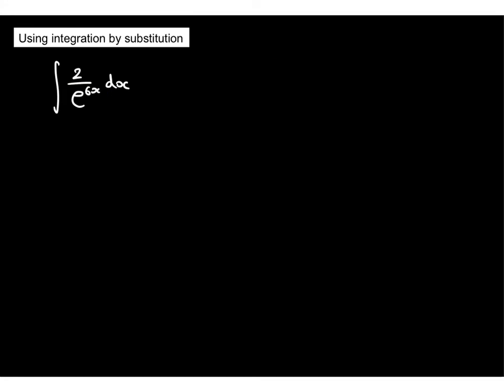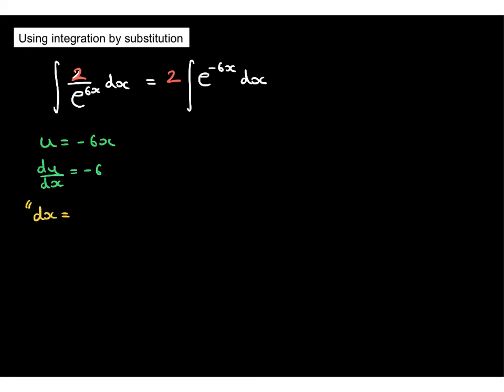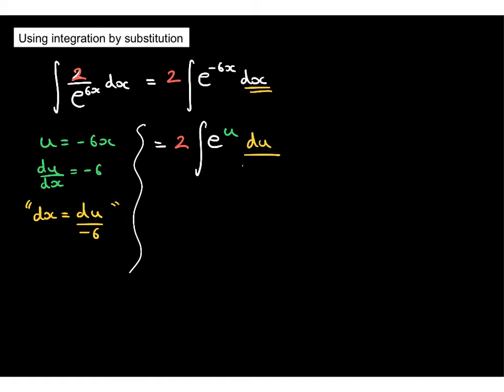So what about this next question? The integral of 2 over e to the 6x with respect to x. So I'm going to rewrite this first of all. I'll pull this factor of 2 outside of my integral, and then I'm going to rewrite 1 over e to the 6x as e to the negative 6x. And then u is equal to negative 6x, du by dx is negative 6, and then here is my little convenient step which allows me to perform the integration very simply. So I then have 2, the integral of e to the u, and in place of dx we have this.